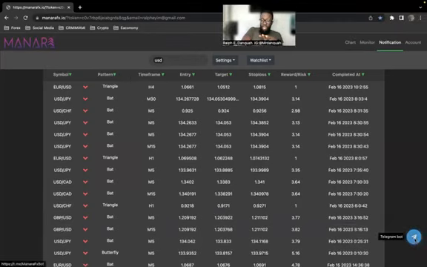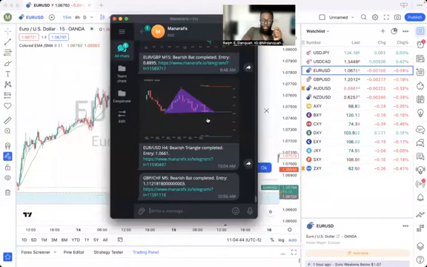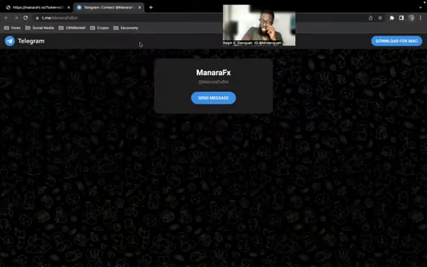Once you click this button right here, it's going to take you directly to Telegram, as you guys can see. In Telegram, you see it says MANARA bot, MANARA FX. Now, what you can do is also copy this and send it to yourself.